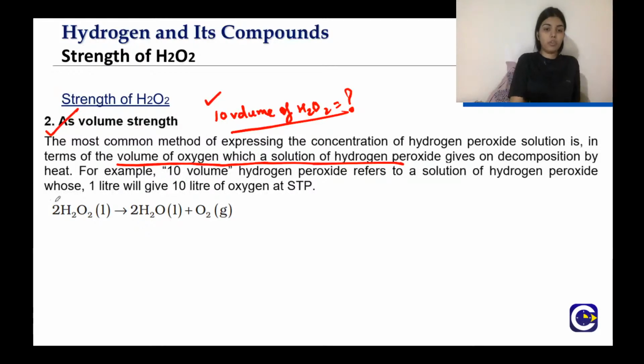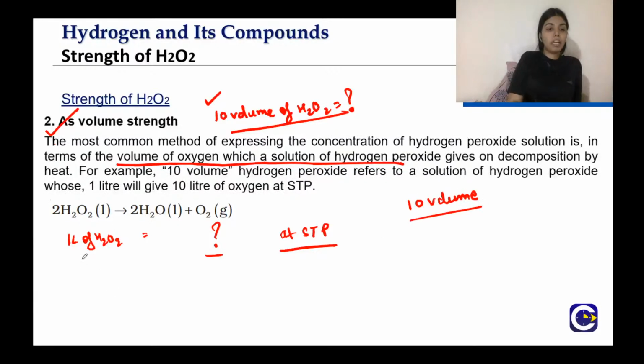That is known as volume strength. That means, for example, this reaction we have studied already, that peroxide decomposes to water and oxygen. It releases oxygen gas. So 1 liter of peroxide will produce how much oxygen gas at STP? That is known as volume strength of peroxide. For example, I give you that the strength of peroxide is 10 volume. Right? So what does 10 volume mean? That 1 liter of peroxide will give you 10 volumes or 10 liter of oxygen gas at STP.